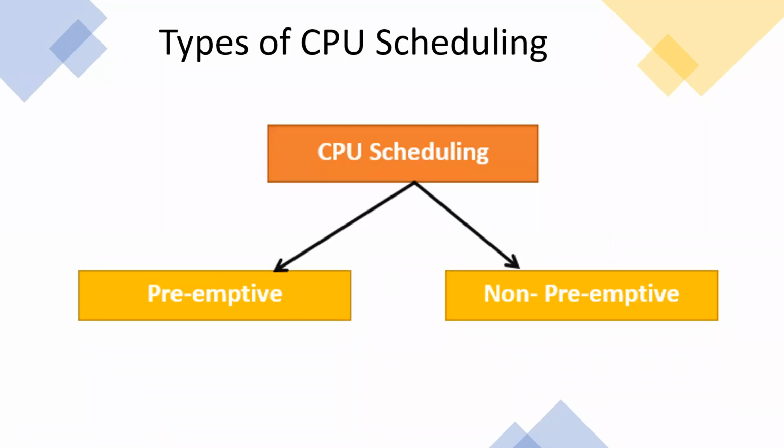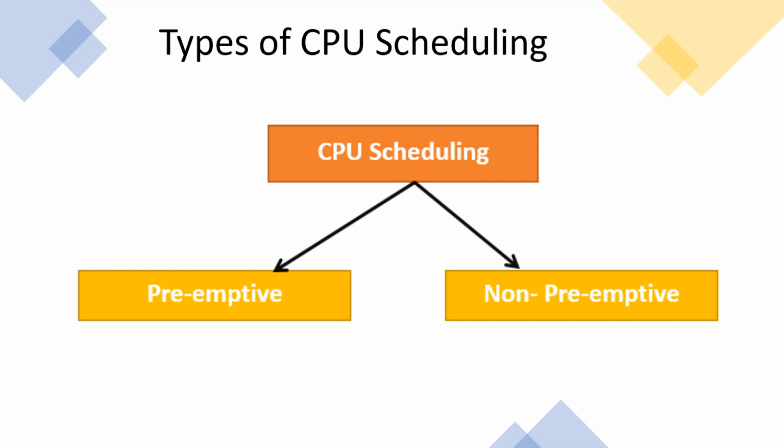So the main task of the CPU scheduling is to make sure that whenever the CPU remains idle, the OS at least selects one of the processes available in the ready queue for execution. The selection process will be carried out by the CPU scheduler. It selects one of the processes in memory that are ready for execution.